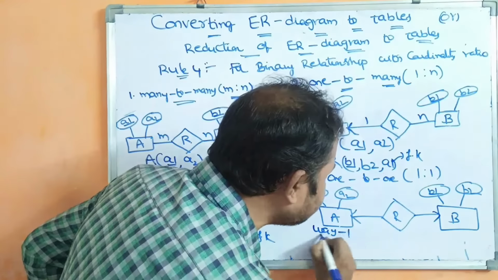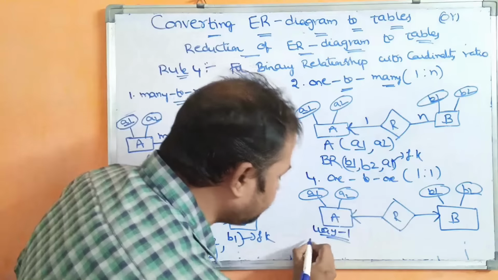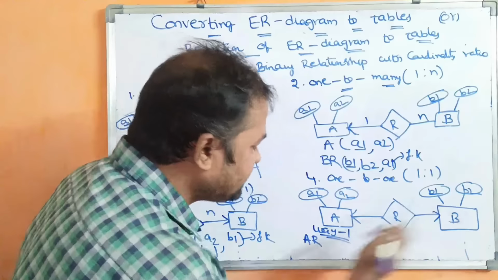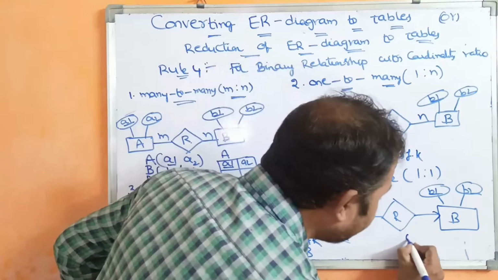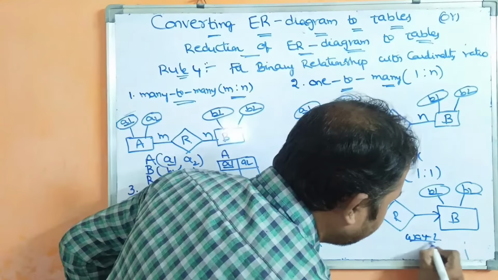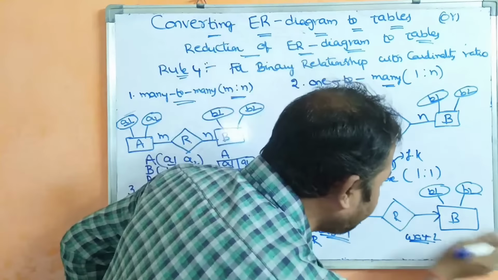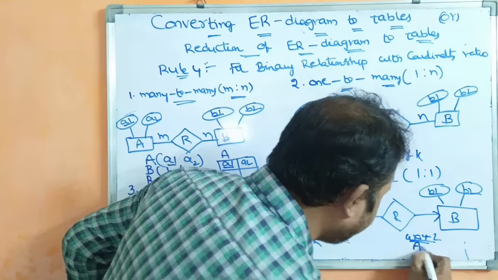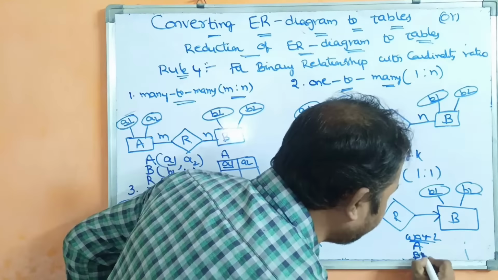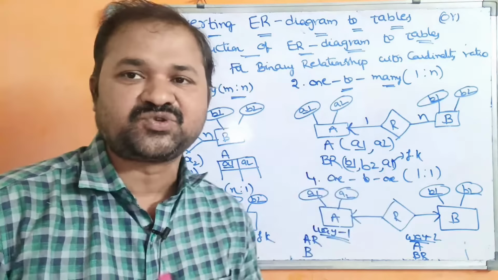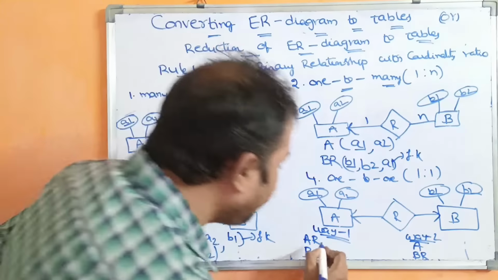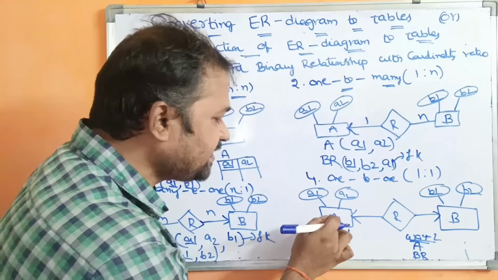The first way is we can combine A with R. So this is the first table. The second table is B. The second way is we can combine B with R, and A is as it is. So we can follow one of these 2 ways. It is our choice.